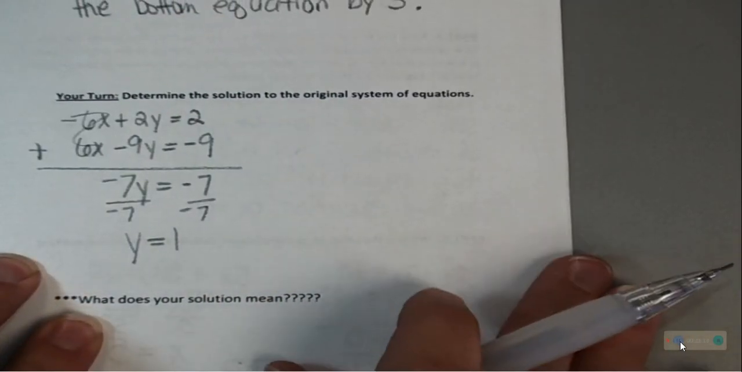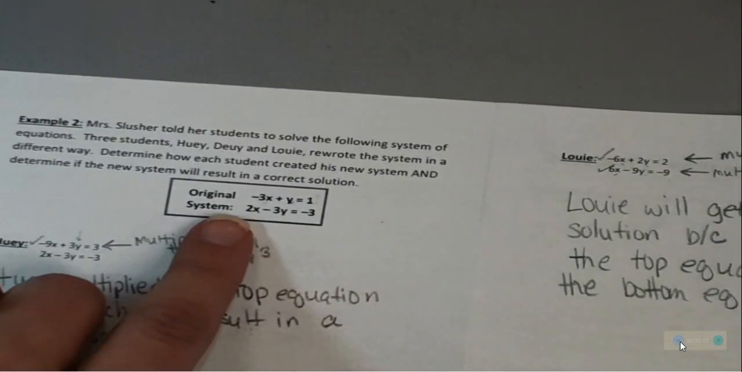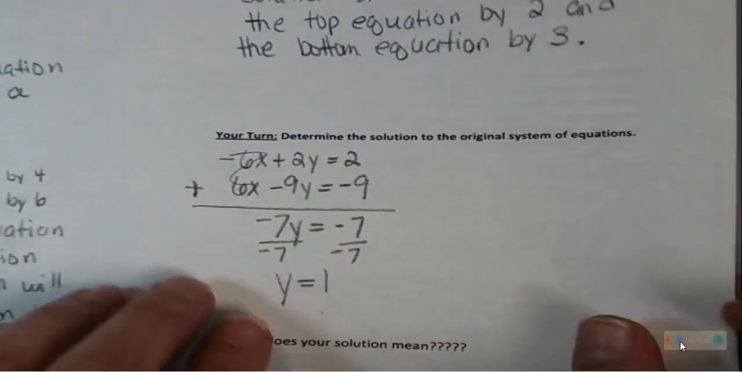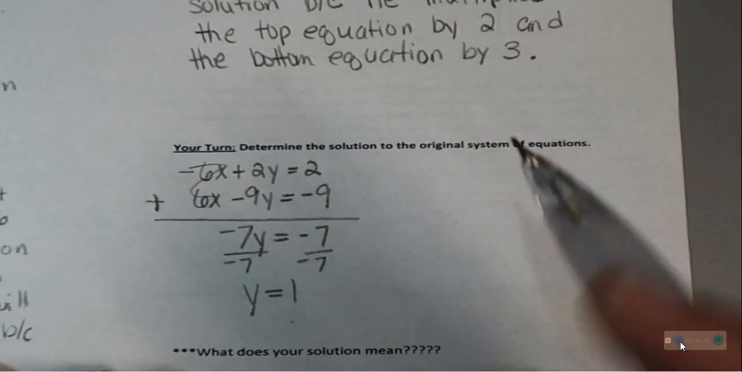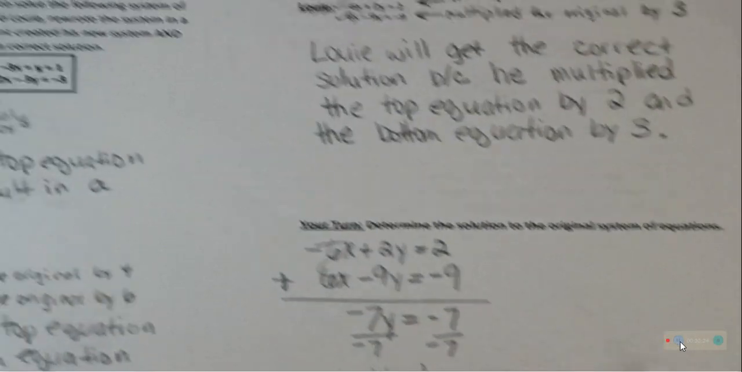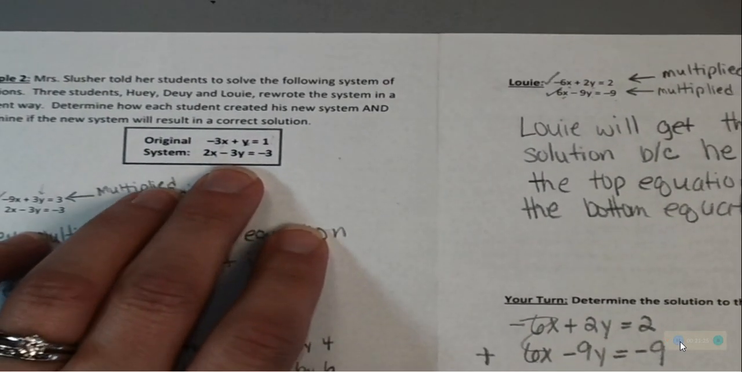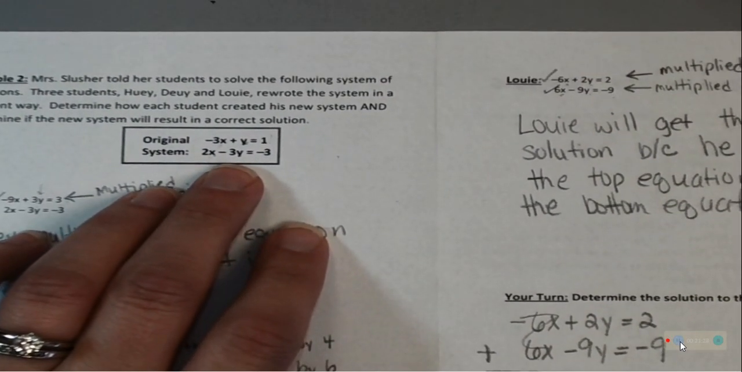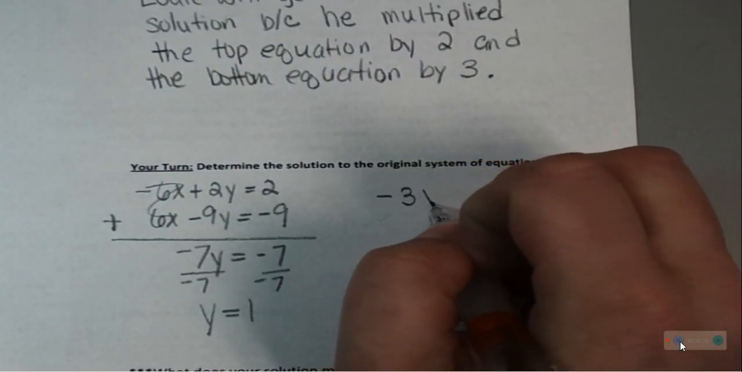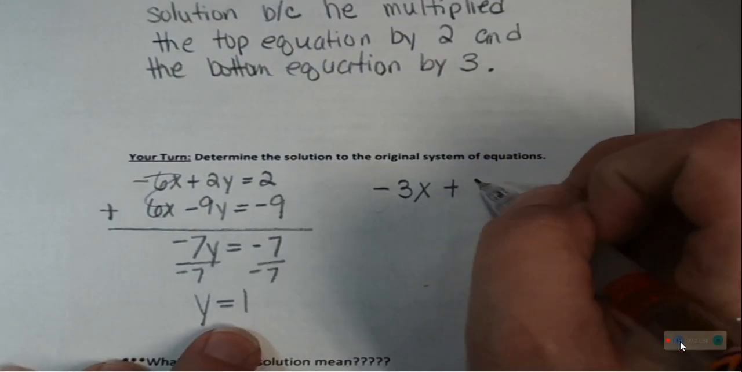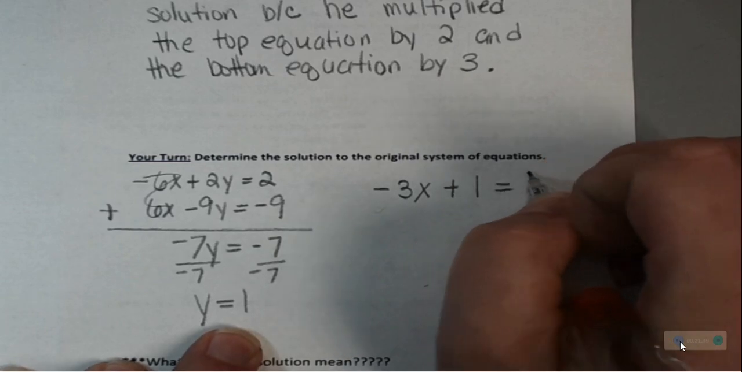Now, that is my y value. You need to plug back into an original. Now, where am I going to find the originals? Way up here. But you could actually plug into either one of these as well, because all you did was make them a little bit bigger. So, look at my originals. Which one do you think Miss Lusher would choose? Does it matter? No, it really doesn't matter. So, my friend told me the top. So, negative 3x plus y, which is 1, equals 1.